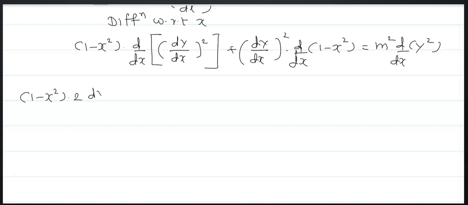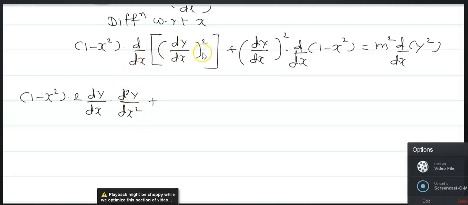What is the d/dx of (dy/dx) squared? It's 2 times dy/dx into the derivative of dy/dx, which is d²y/dx². This is important: the derivative of the power becomes 2 dy/dx, again times the derivative of dy/dx, which is d²y/dx², plus (dy/dx) squared as it is times the derivative of 1 minus x². The derivative of 1 is 0 and the derivative of x² is minus 2x.